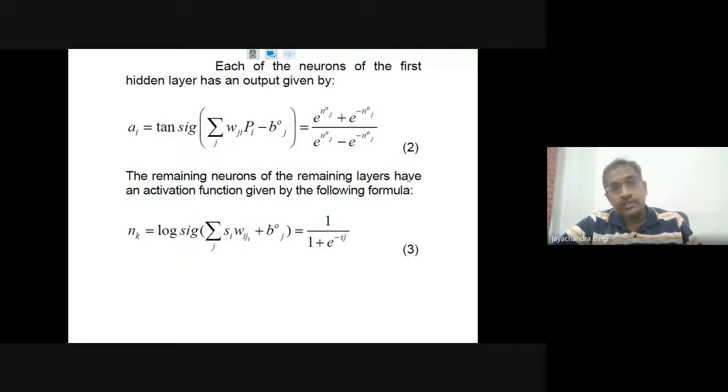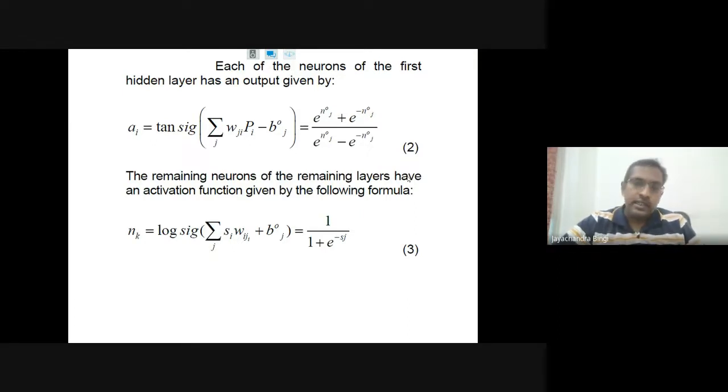So each of the neurons of the first hidden layer has an output given by this one. I told you I will talk about the non-linear functions, the non-linear mathematical functions that organize the perceptron. So these are the non-linear mathematical functions we generally use in the perceptron. The tan sync function, the log sync function, you must have known that. That will give you this output. Non-linear functions only we use, because we are intending to learn, so they change accordingly. The remaining neurons of the remaining layers have an activation function given by the following formula, in this example I'm talking about.